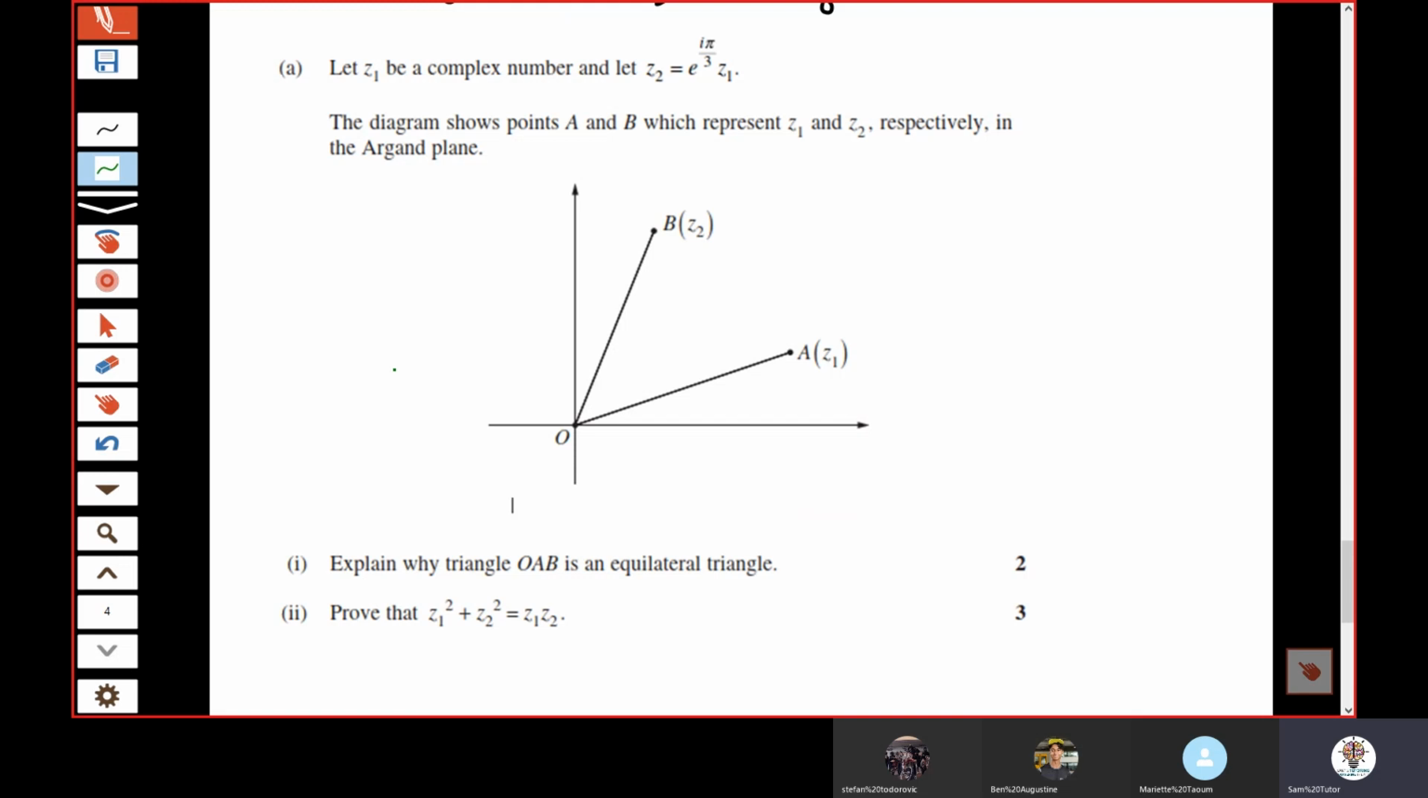Let Z1 be a complex number, let Z2 be e to the i pi on 3 times Z1. The diagram shows points A and B which represent Z1 and Z2 respectively in the Argand plane. Explain why triangle OAB is equilateral. Okay. So, Z1 is a complex number. Z2.